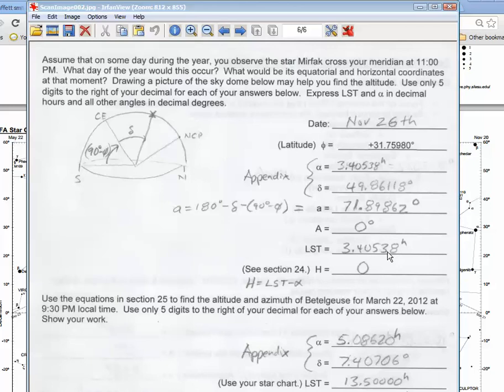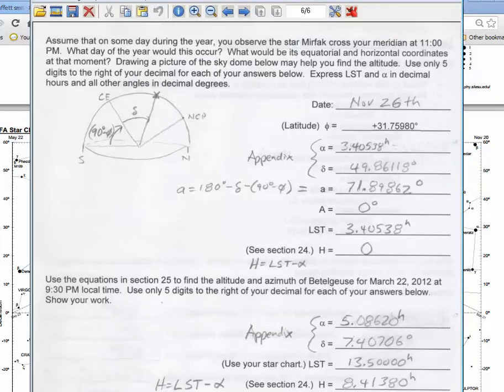Local sidereal time. In this case, the star is on the meridian, so it just so happens that the local sidereal time needs to be exactly the same as the right ascension of the star. That's because they're coincident. The star is on the meridian, so those should be the same thing, making the hour angle, which is the difference between those two, equal to 0. So a star has a 0 hour angle if it is on the meridian.